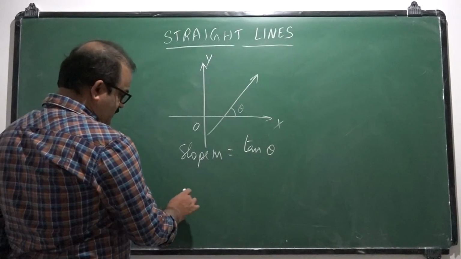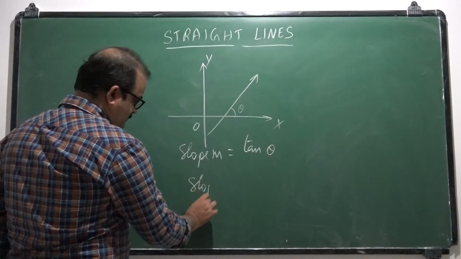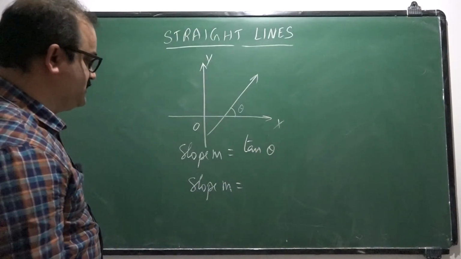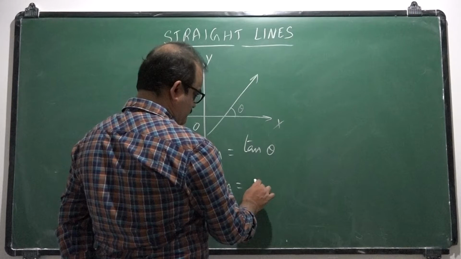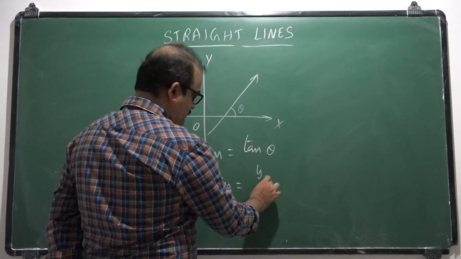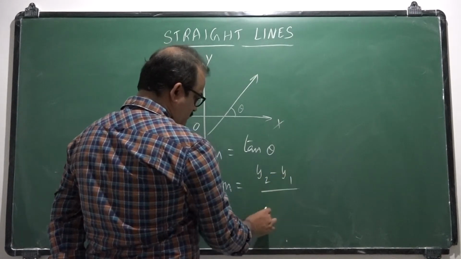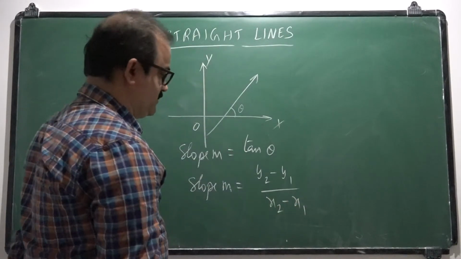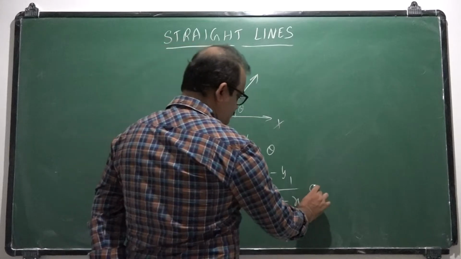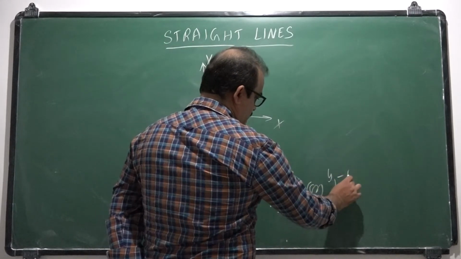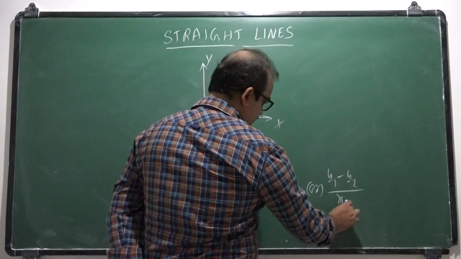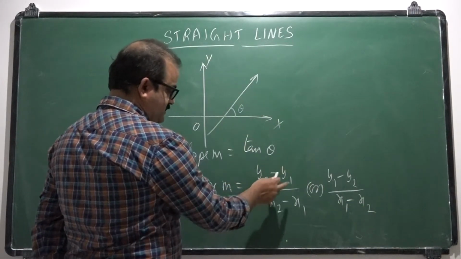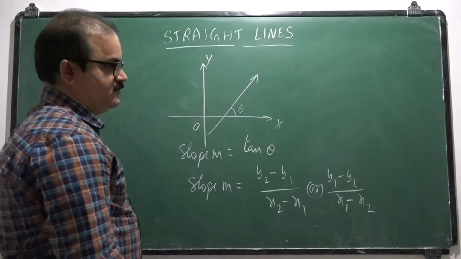If 2 points are given, then slope of the line segment joining those 2 points x1 y1 and x2 y2 is y2 minus y1 by x2 minus x1, or y1 minus y2 by x1 minus x2. Difference in y coordinates by difference in x coordinates.